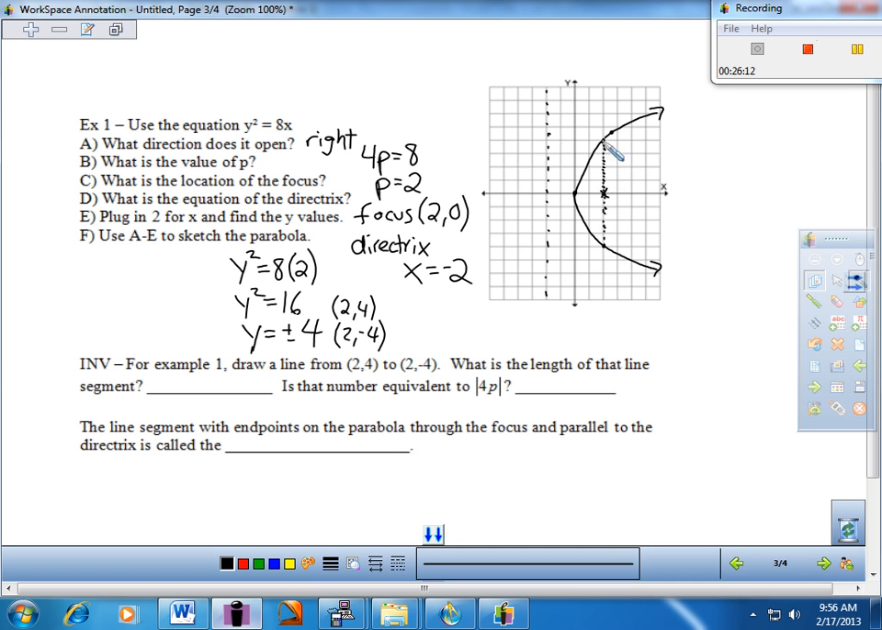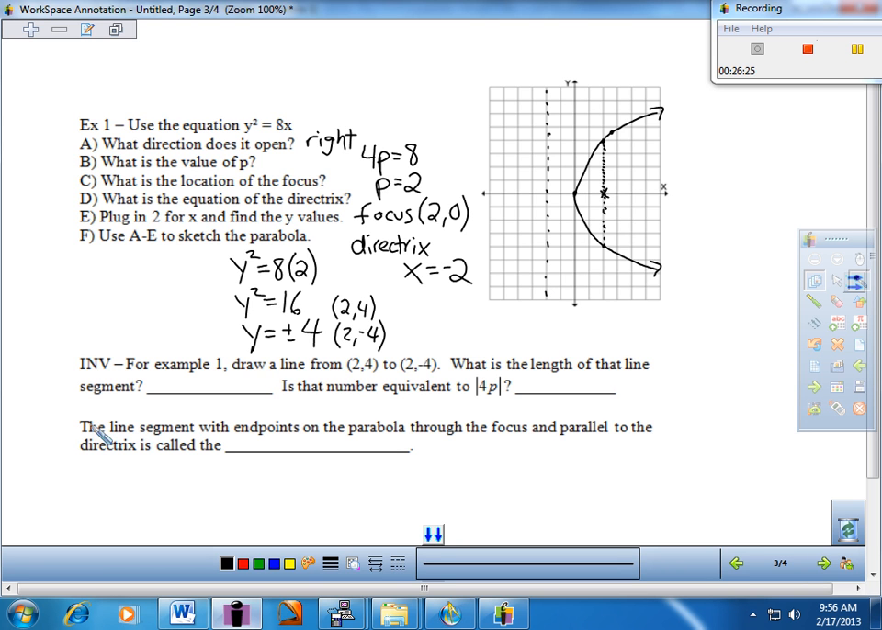So take a look at this segment that I drew from this point to this point. It went through the focus, and the focus is right in the middle, of course, and it's also parallel to the directrix. Kind of see that piece? Everyone all right with that? Well, that particular segment has a name to it, which we'll get to momentarily.